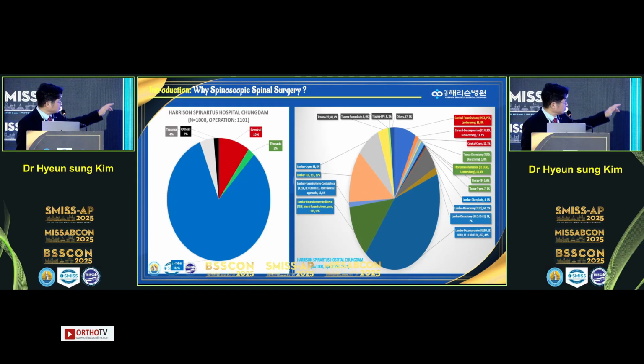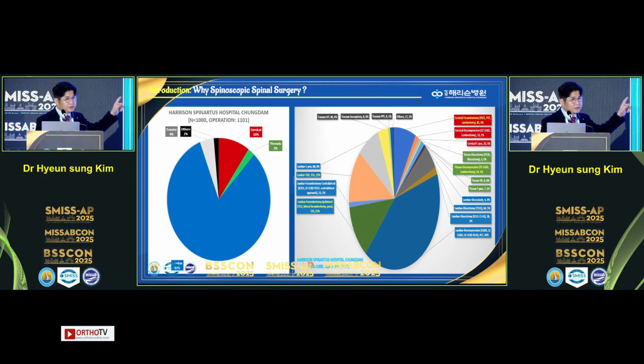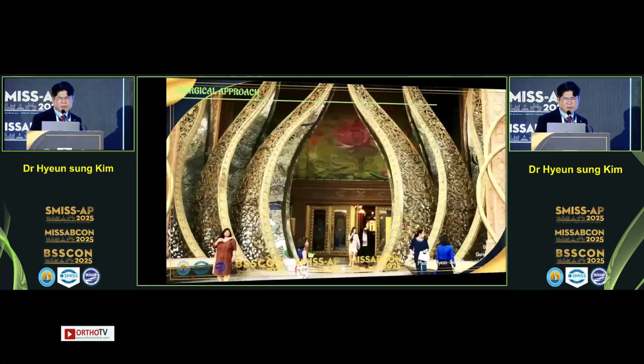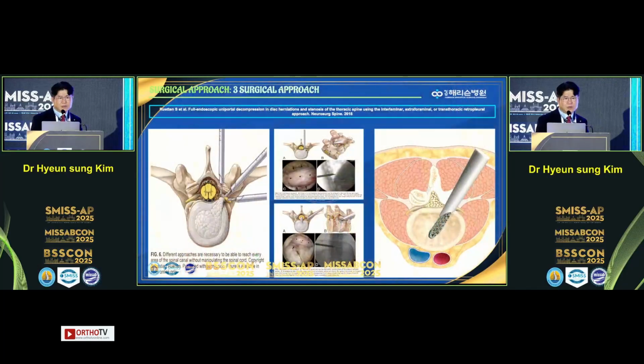by the endoscope, you can see that some 10% of cervical and 2% of thoracic cases need endoscopic treatment. In the endoscopic thoracic approach, there are three surgical techniques: interlaminar, transforaminal, and posterolateral. Some combination of these three techniques lets you perform endoscopic surgery for all pathology.